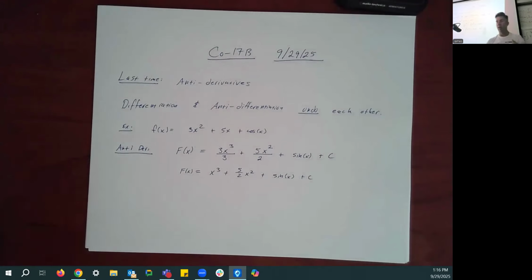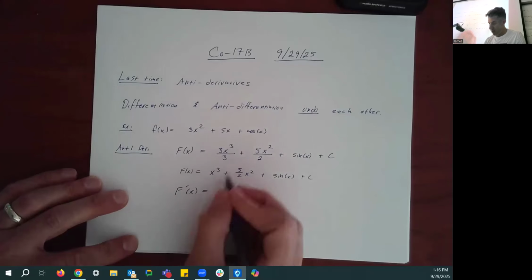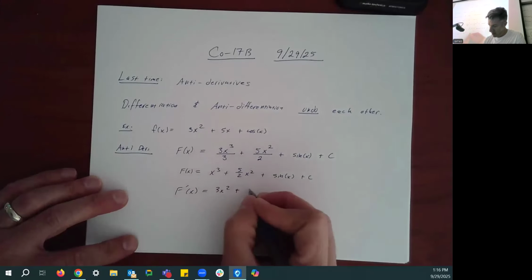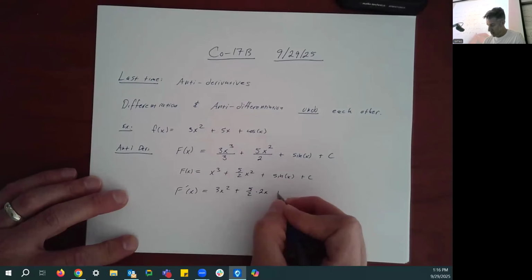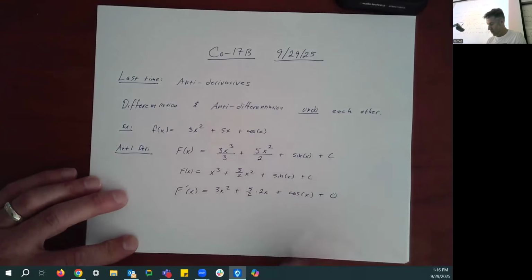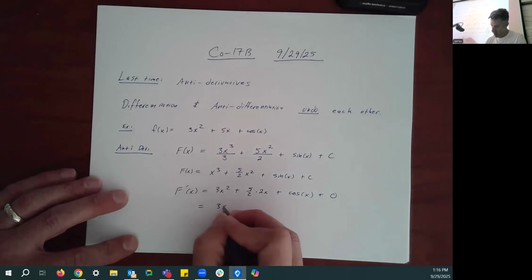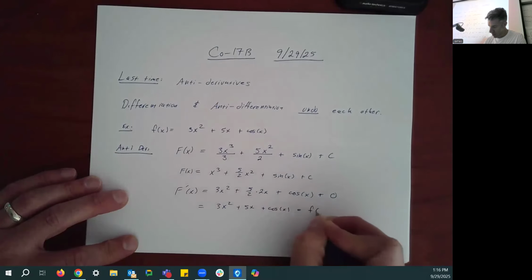And now it may seem a little bit ridiculous to then undo what we've just done, but that's the whole point. The whole point is that if you do the antiderivative of the function and then you take the derivative of that, you should end up exactly back where you started. So if we take the derivative of capital F using the power rule, we're going to get 3x squared plus 5 halves times the derivative of x squared, which is 2x, plus the derivative of sine of x, which is cosine of x, plus the derivative of a constant, which is 0. And that is exactly 3x squared plus 5x plus cosine x, which is where we started with the f of x.